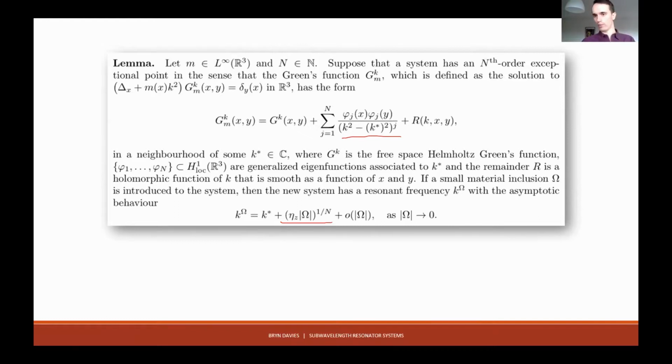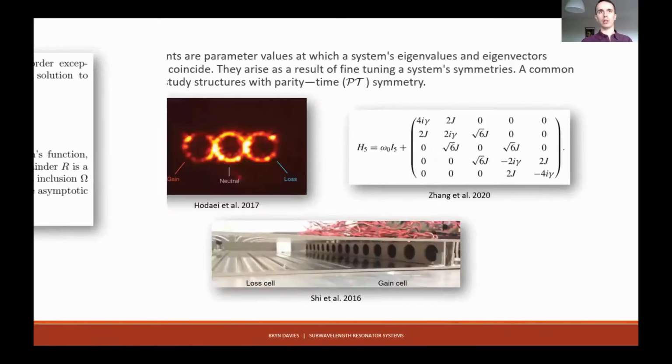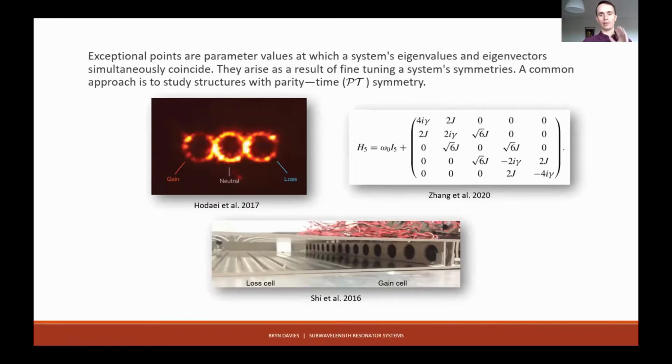And one reason for these singularities to occur is at an exceptional point. An exceptional point is a set of parameters at which eigenvalues and eigenvectors of the system simultaneously coincide. And these exceptional points are essentially a consequence of balanced symmetry in the system. And hence, people commonly search for them in structures with parity time symmetry, just as an example.